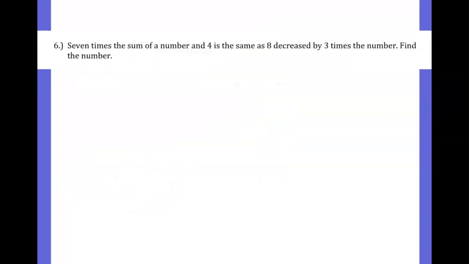All right, looking at number 6. 7 times the sum of a number and 4 is the same as 8 decreased by 3 times the number. Find the number. It sounds like a riddle. So let's let n be equal to the number that we're finding. Let's try to break this apart. So 7 times the sum of a number and 4.